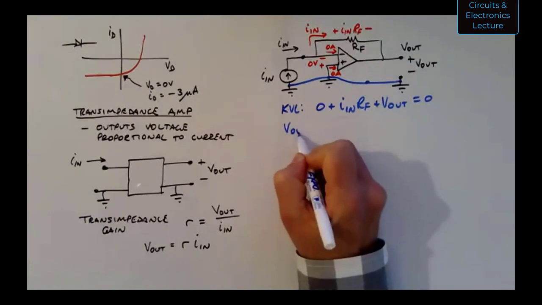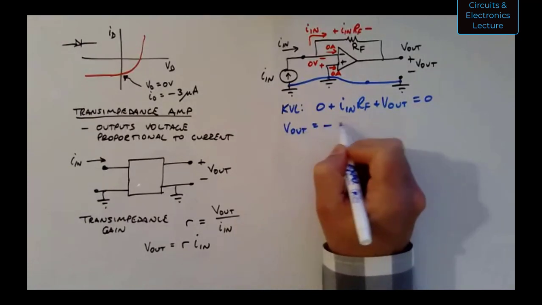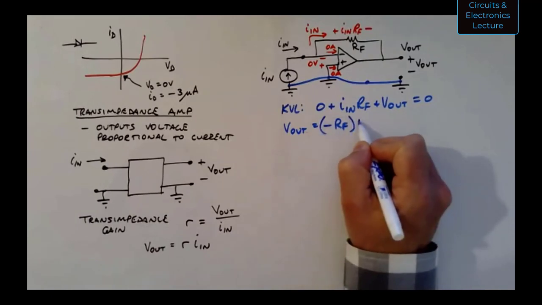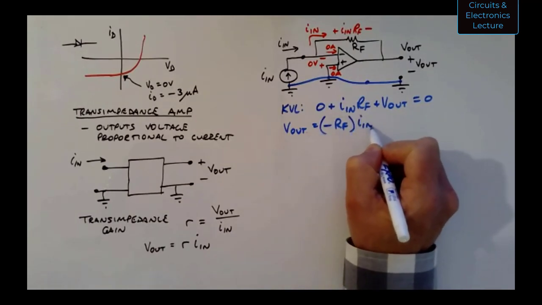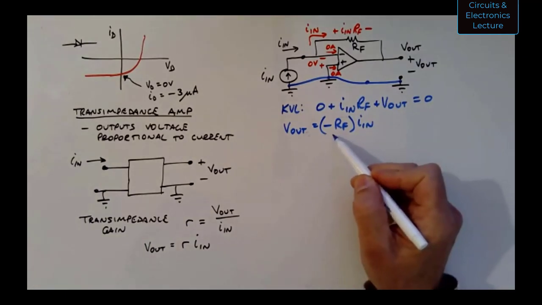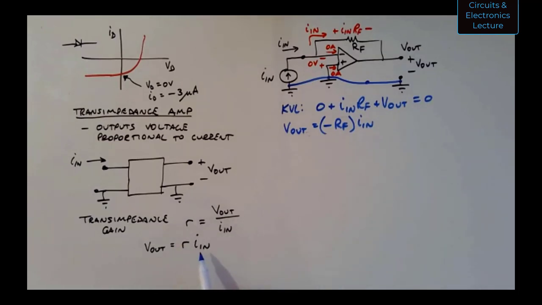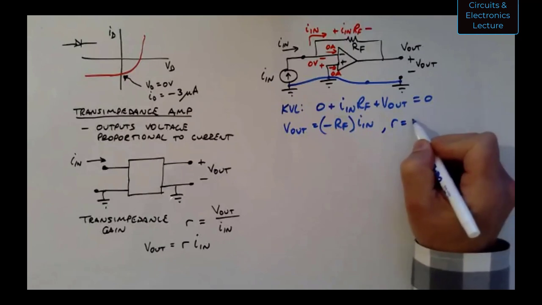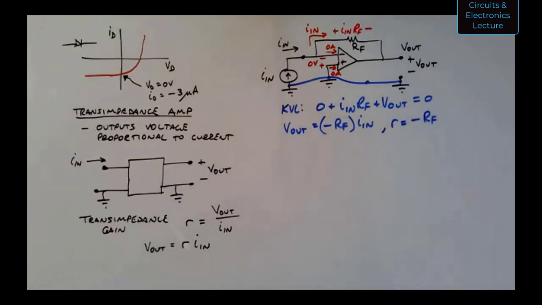V out equals minus RF, all right, I'll put this in parentheses here, times I in. So there's my transimpedance gain right there, right? V out is equal to R times I in. So the transimpedance gain is equal to minus RF. All right.